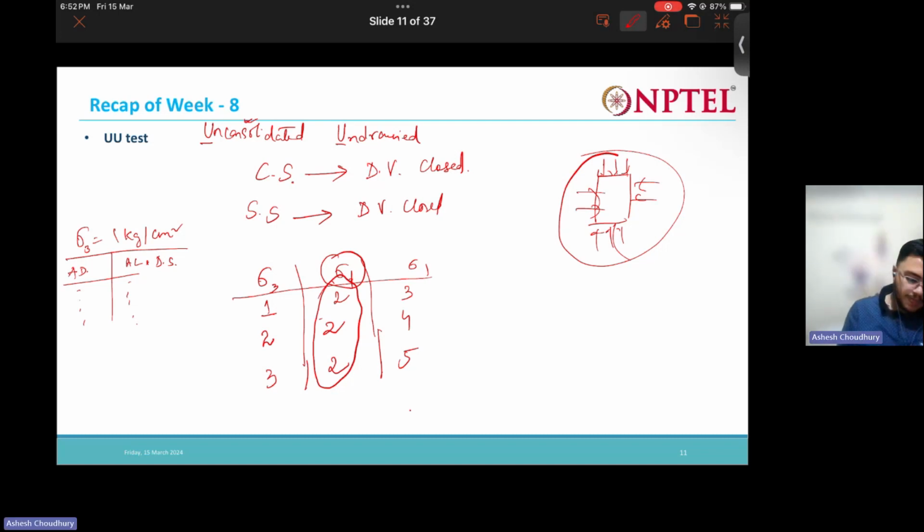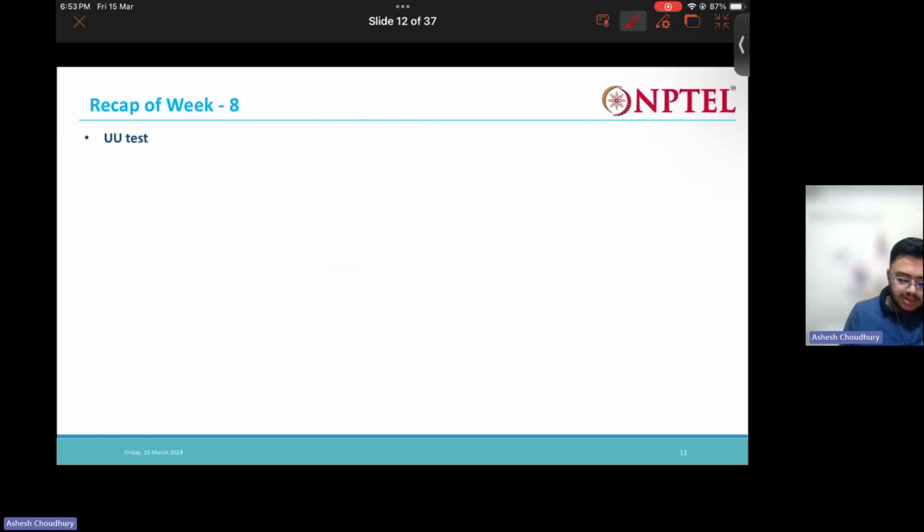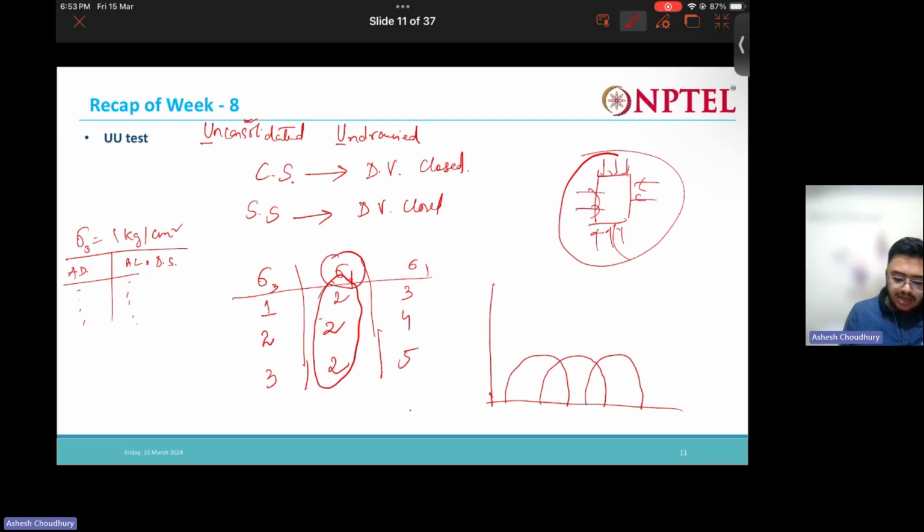Okay, so now if you want to draw the Mohr circle, we will see that you are getting some circles like these. All the circles are going to have the same radius, because here I am plotting the total stresses. So now if I draw the total stress failure envelope, I will get a straight line like this. Here I will get some particular value of c, but phi will be 0.